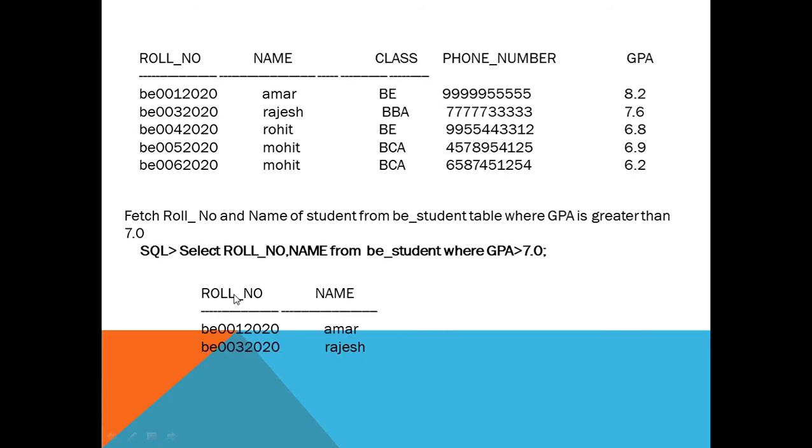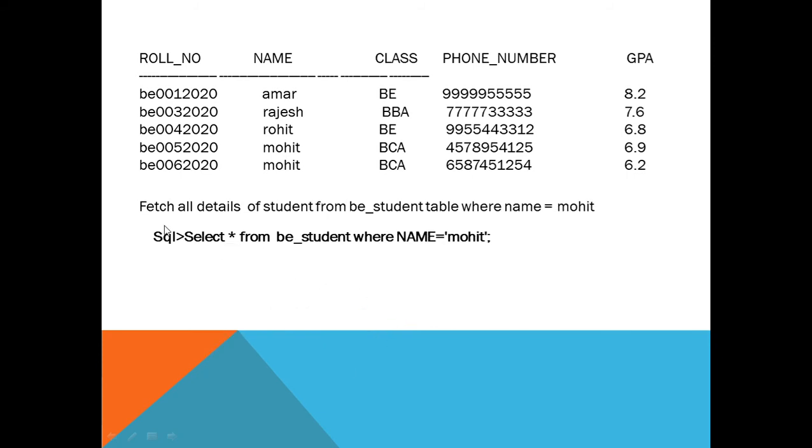The output will be the roll number and name. Now fetch all details of the student from the B student table where the name is Mohit. Suppose I want to fetch all details of Mohit. Then the SQL command will be select asterisk from B student where name equal to Mohit.